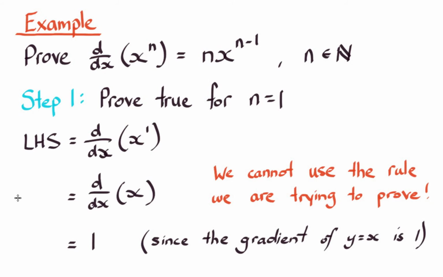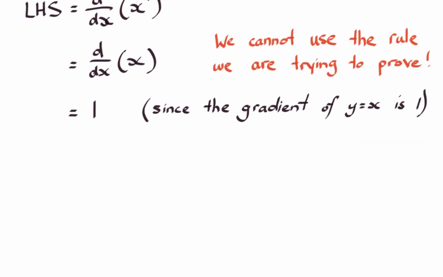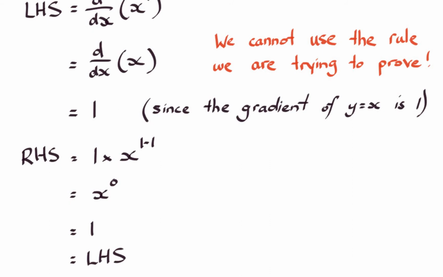Alright, let's move on to the right hand side. The right hand side is n times x to the power of n minus 1, so that's 1 times x to the power of 1 minus 1. So this is 1 lot of x to the 0, and that's just 1. And so that equals our left hand side. So we've done step 1. This is therefore true for n equals 1.